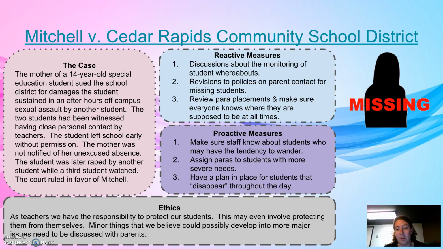And you want to have a plan in place if a kid shows up missing. You're going to search the school, contact the SRO, if you have one, and make sure parents are contacted so they know what's going on.